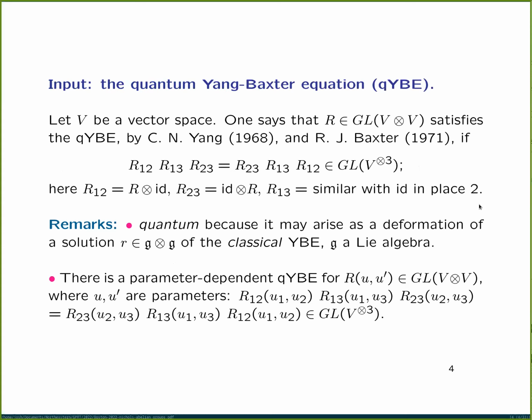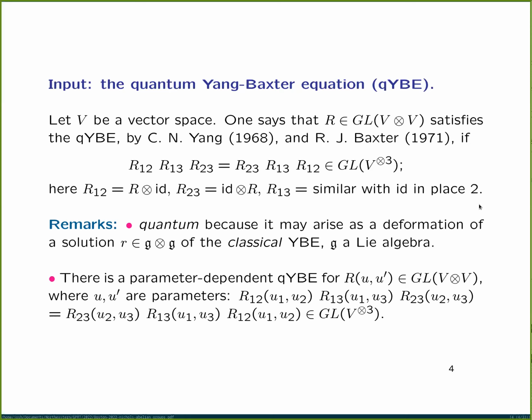So I think of this like a machine where you have an input and an output. The input is a braided vector space. The braided vector space is related to the quantum Yang-Baxter equation, an equation that was introduced many years ago by Yang and Baxter independently.